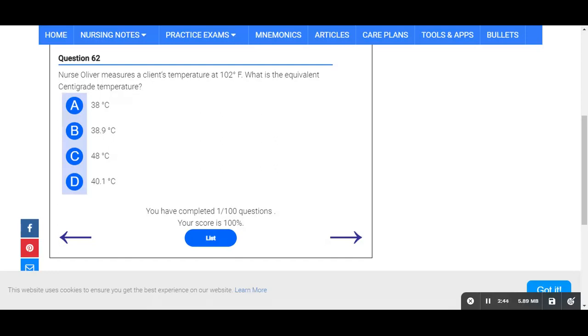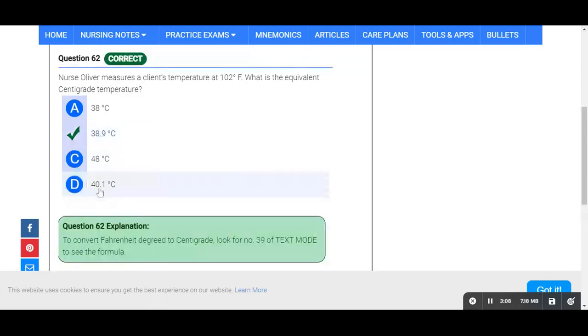That is equivalent to, okay, let's try to use a calculator. I'm using the calculator separately on my phone. 102 minus 32 times 5 over 9. Now we get the answer of 38.88889, which gives us 38.9. This is the answer. So here is how to convert Fahrenheit. How about if we convert Celsius to Fahrenheit?